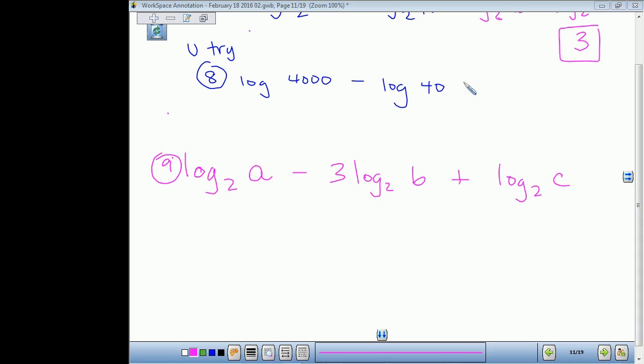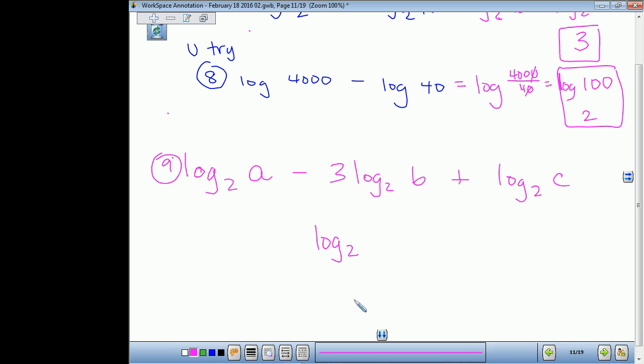Alright, log of 4,000 divided by 40 is log of 100, which is 2. Did you get it? Alright, now this one, it's just more. So if we were asked to write this as a single log, what would it look like? Very good.